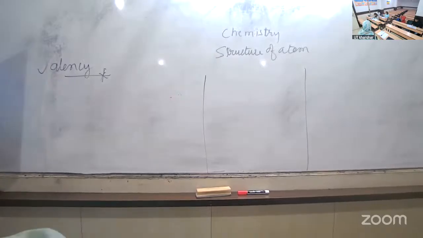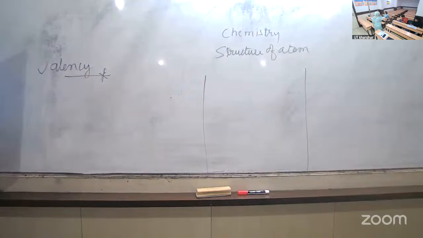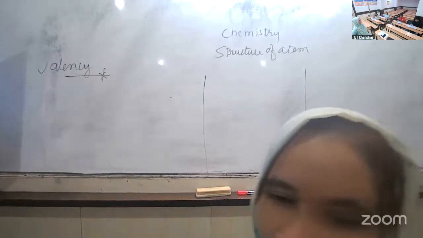Now, what do you mean by valency? What's the meaning of outer? Guys, valency, same answer or any different answer? Same. Valency, the number of electrons in the outermost shell of the orbit.